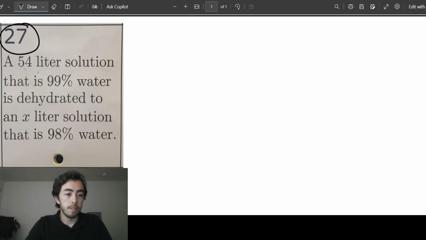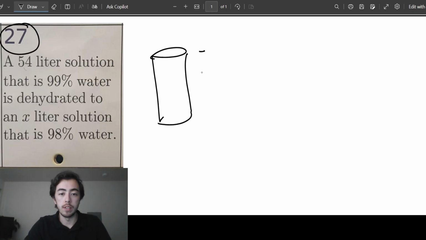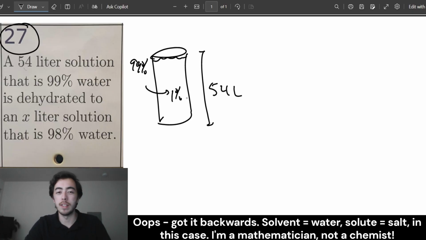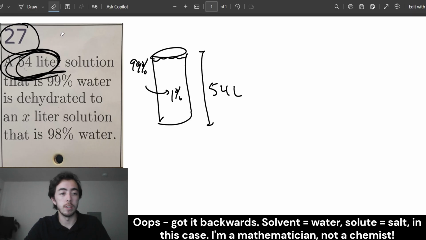So we have a 54-liter solution that's 99% water. I'm imagining that we have some kind of beaker, and there's 54 liters in here, and it's 99% water. And so essentially we'd just see a whole beaker of water. But then we have some kind of solvent on the inside, some kind of thing dissolved in there that's taking up 1% of maybe our volume, I guess, basing that off of the fact that we're measuring in terms of volume earlier in the problem.